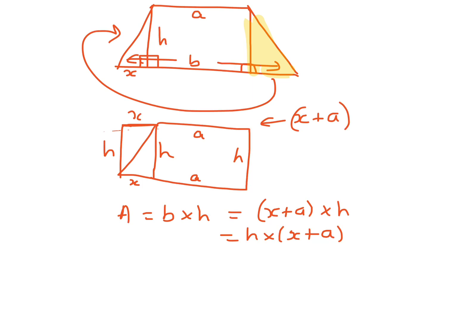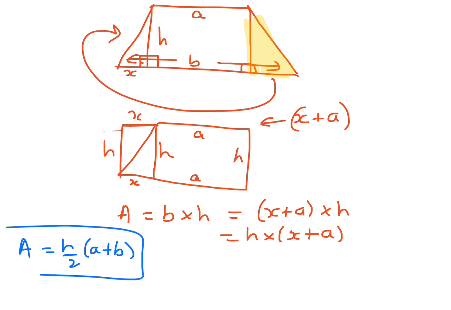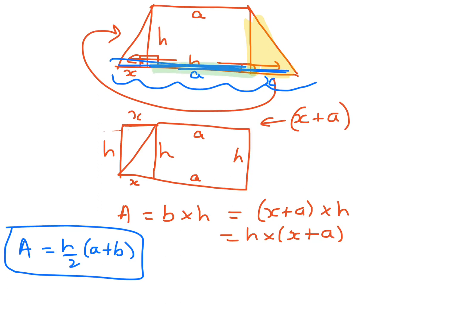Now our prize, the formula that we're trying to get, is H on 2, A plus B. So somehow we need to get the B from our original trapezium into this. So what is B actually equal to? If you look at this, B is equal to A, which is that part of it, plus this X and this X. So B is equal to A plus 2X.